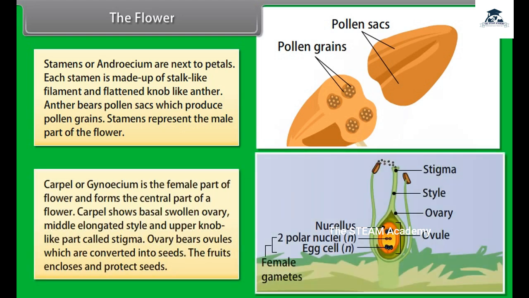Carpel or gynoecium is the female part of the flower and forms the central part of a flower. Carpel shows a basal swollen ovary, a middle elongated style, and an upper knob-like part called stigma. Ovary bears ovules, which are converted into seeds. The fruit encloses and protects seeds.